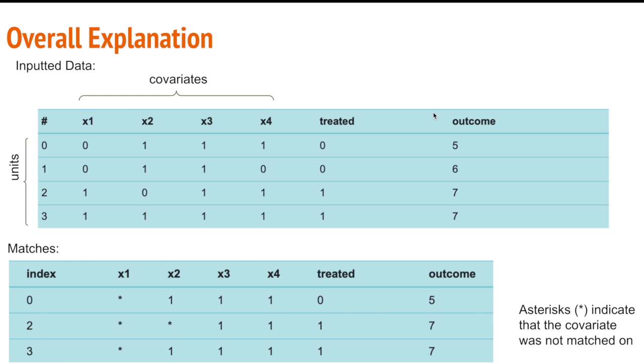Typically an inputted data set would look something like this, where you have units 0, 1, 2, 3 with covariates x1, x2, x3, and x4, as well as a treated value that's either 0 or 1, and an outcome. Then the matches would print out in a table like this, where the table shows you which covariates the units were matched on or were not matched on. This can be a bit difficult to understand, so I'm going to explain in more detail how the algorithm works.